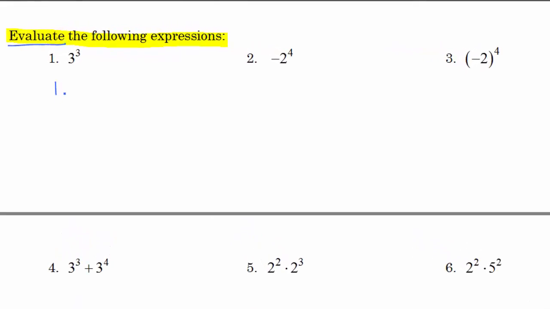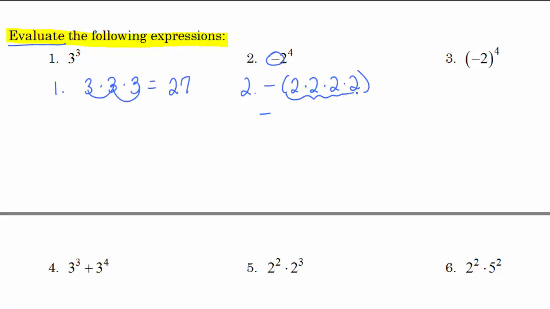Right, so the first one, what is 3 to the third power? Meaning, what is 3 times 3 times 3? Well, 9 times 3 is 27. Okay, the second one is negative 2 times 2 times 2 times 2. We do that negative last. We figure out what that is and then make it negative. So 2 times 2 is 4, times 2 is 8, times 2 is 16. So the answer is negative 16.